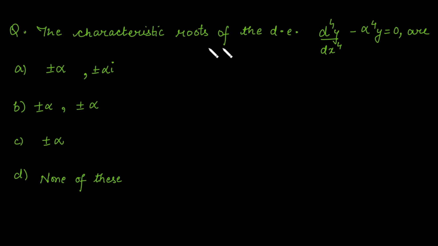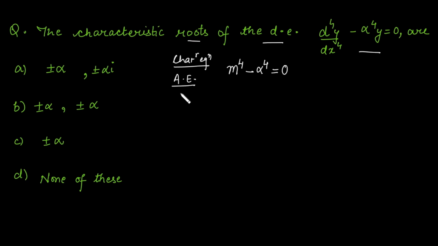Next question is, what is the characteristic root of this differential equation? It means we need to write the auxiliary equation. So this is the fourth order derivative of y with respect to x. We can write this as m raised to power 4 minus alpha raised to power 4, y is replaced by 1 is equal to 0. So this is your characteristic equation, or it is also called the auxiliary equation.